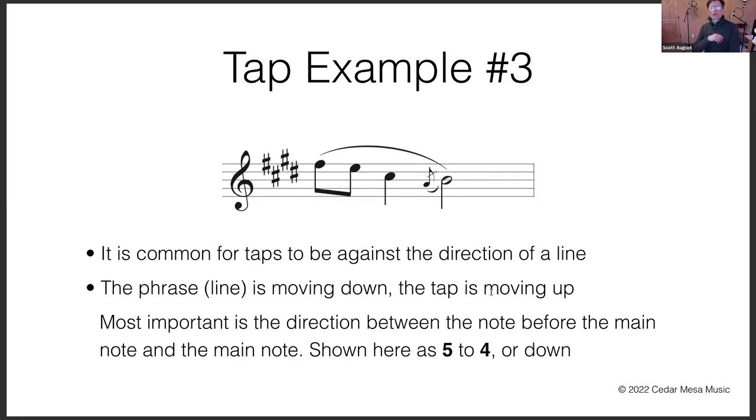Let's go to the third example. So it is common for taps to be against the direction of the line. So in this case, the musical line is going from 8 down to 4. So it is moving down, but the tap is coming up. It's moving in a contrary motion. And what's really important here is not the fact that there are 4 notes going down, but that the note before the main note is above it. So we have a 5 above the main note, which is a 4. So it's descending from 5 to 4, and so we use a tap to come up against it.